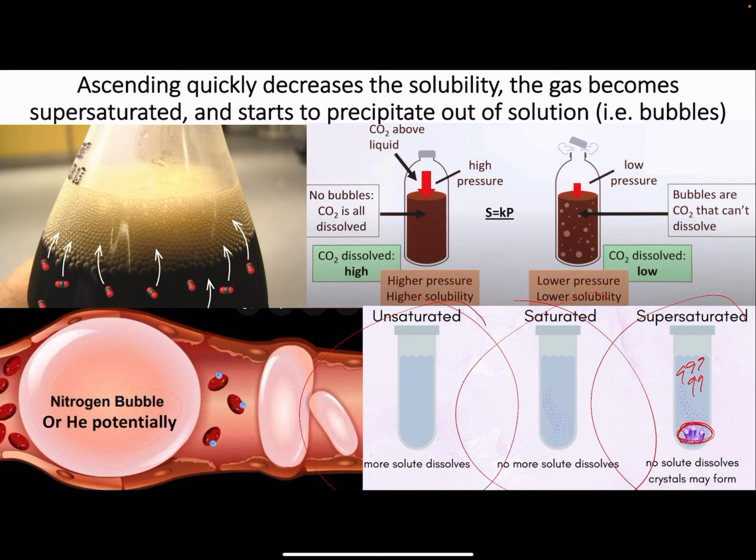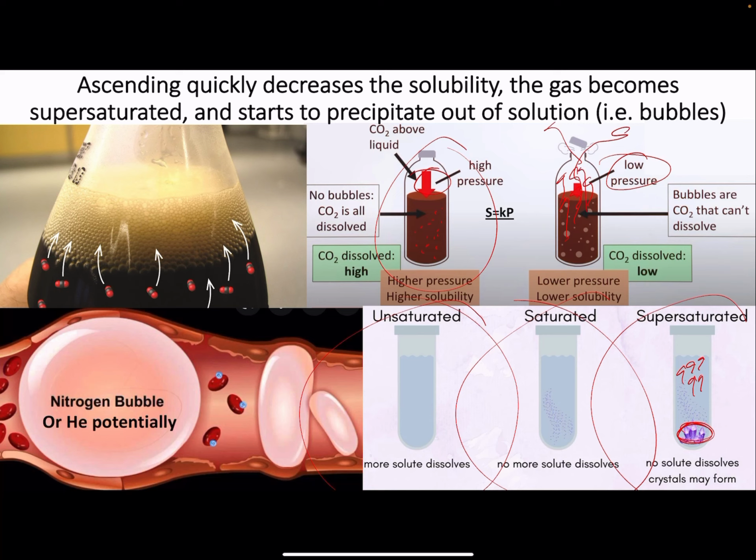The same thing happens when I have a Coke. It's under high pressure. This higher pressure makes all of my particles dissolve safely into the solution. But when you open it and let all of this gas out, the pressure becomes low. The pressure going low changes the solubility. It now is supersaturated and it's going to start to bubble up and precipitate out of solution.